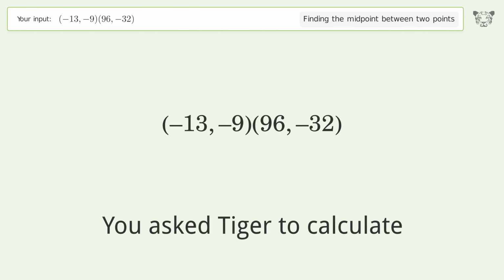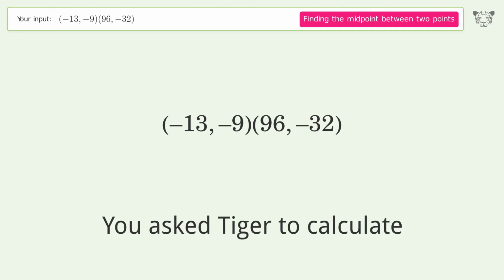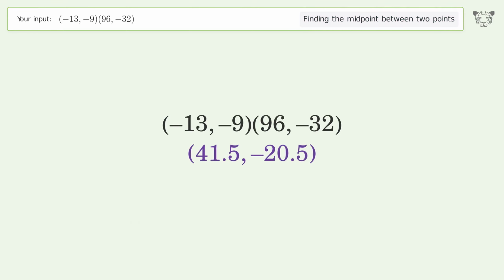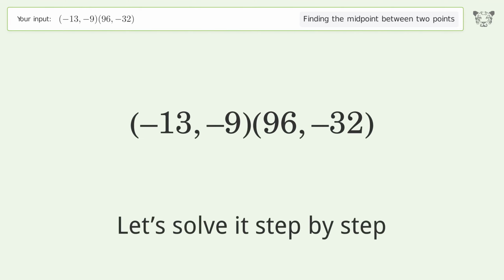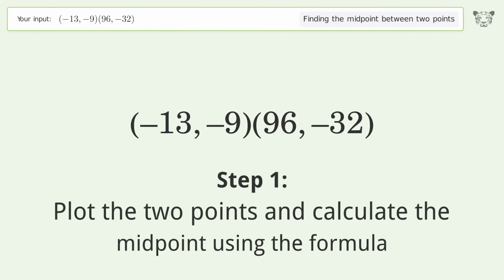You ask Tiger to calculate. This deals with finding the midpoint between 2 points. The midpoint between the 2 points is 41.5, negative 20.5. Let's solve it step by step. Plot the 2 points and calculate the midpoint using the formula.